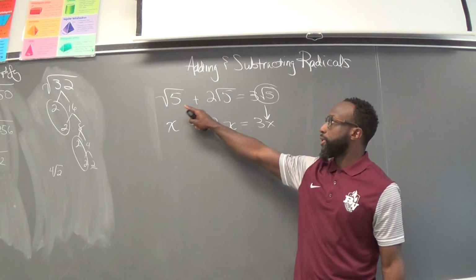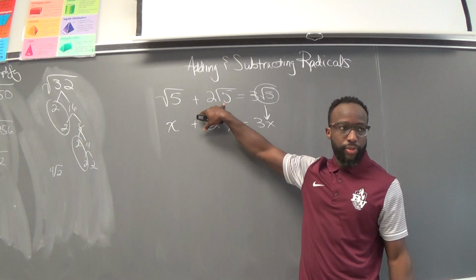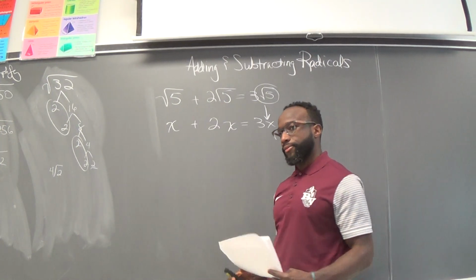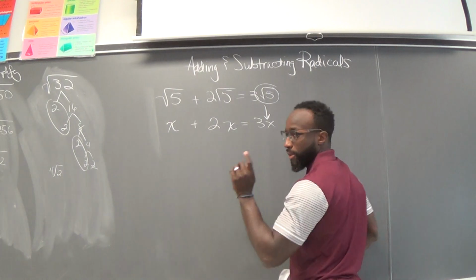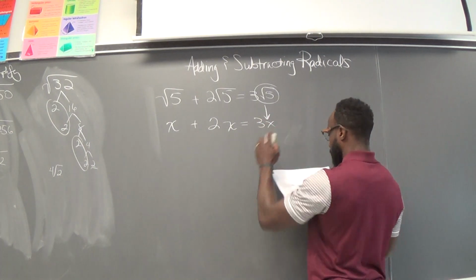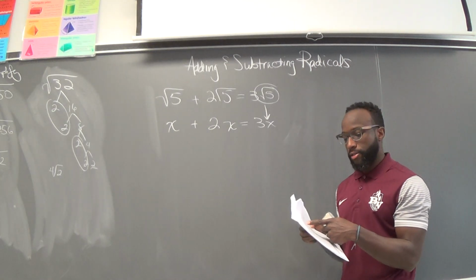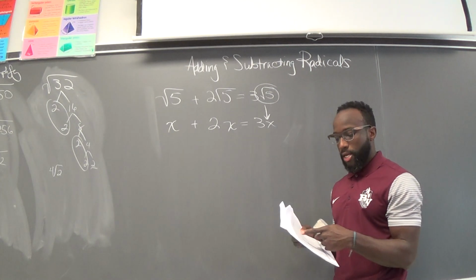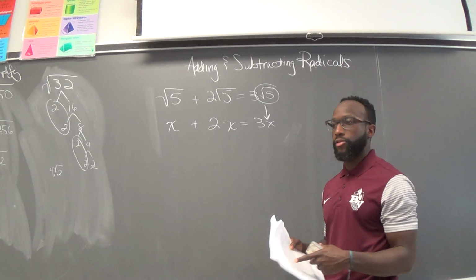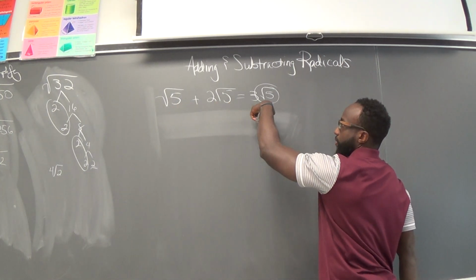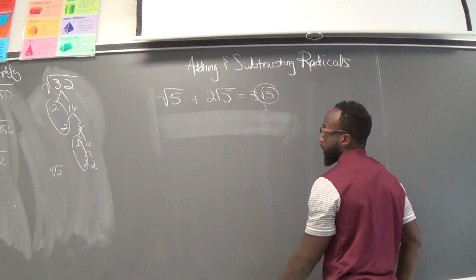Initially, I said you treat the radicals like variables. Good question. Well, you got 2 different radicals. I'm glad you asked that. That was the first part in your notes. It says treat the radicals like variables, and then add or subtract them. That's what we did. We treated the radicals like variables, and in this case, we added them.